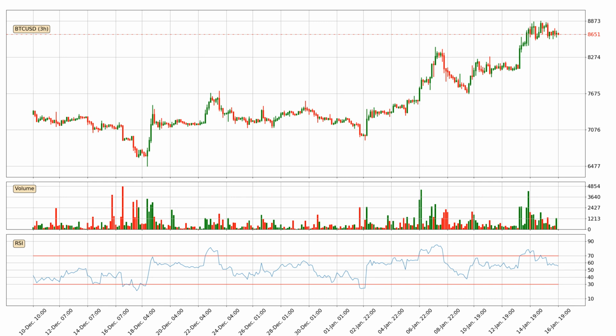Usually when the RSI is above 70, the price is considered overbought and a pullback or some kind of consolidation is to be expected. On the other hand, if the RSI is below 30, the price is assumed oversold.